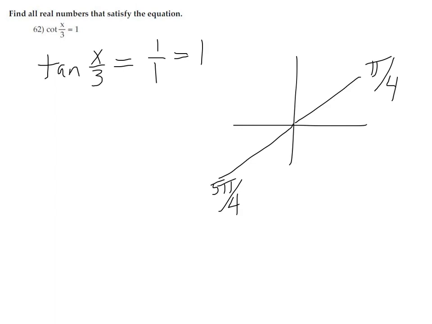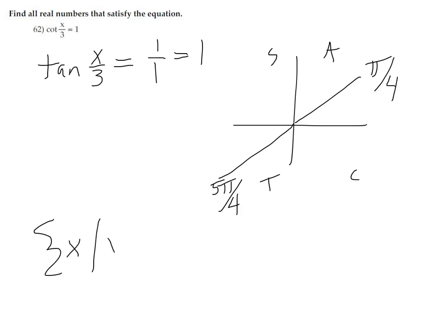Now I went to pi fourths because I know tangent is 1 at pi fourths. I went to 5 pi fourths because of our knowledge of All Students Take Calculus. Tangent's positive in quadrant 3 as well. So a pi fourths angle in quadrant 3, that is pi plus pi fourths. Pi is 4 pi fourths plus pi fourths is 5 pi fourths. And again, they want all real numbers. So let's do the set notation.